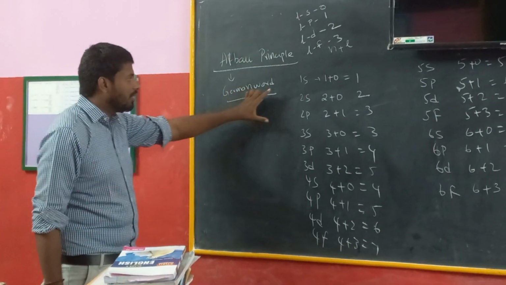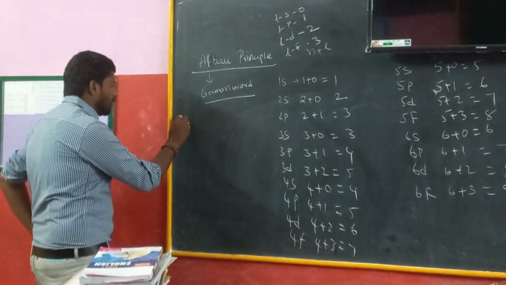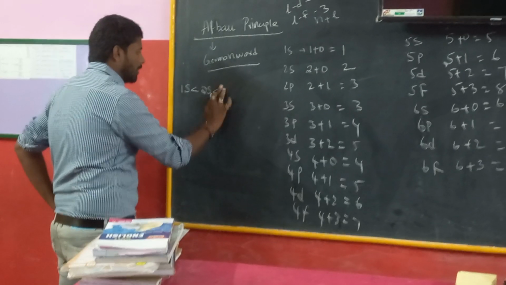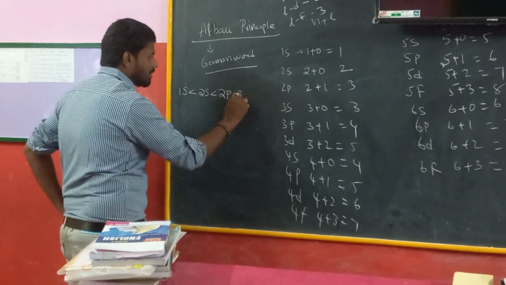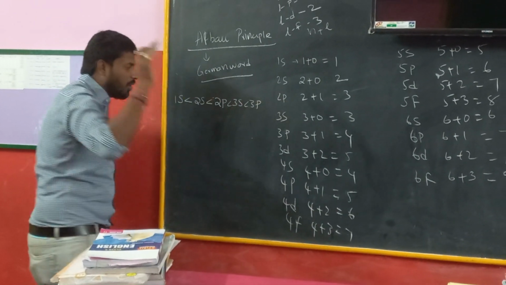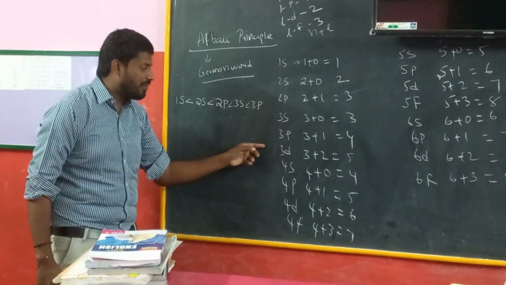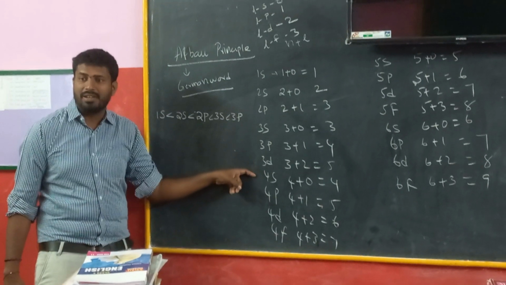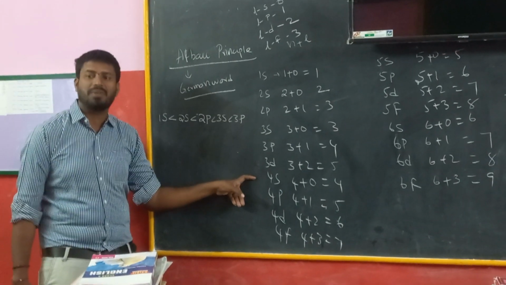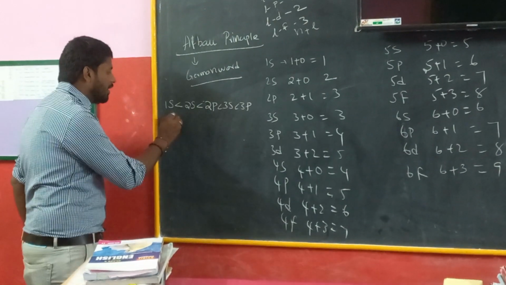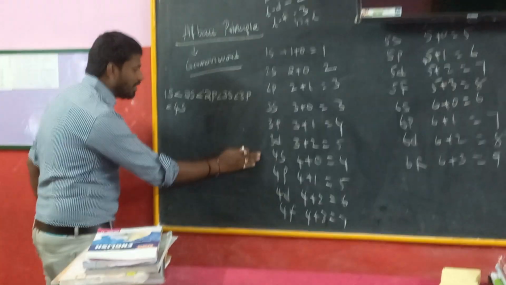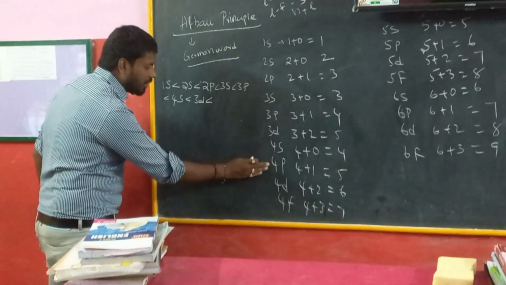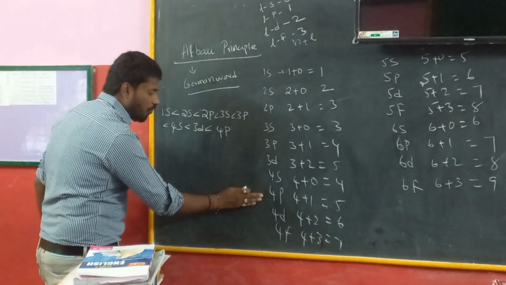Now you see here, 1s. First the electron goes into 1s. Next the electron goes into 2s. Then 2p, then 3s, then 3p. After 3p, the electron will not go into 3d because 4s has a lower value than 3d. The 4s orbital has the lowest value when compared to 3d. That is the reason why it goes into 4s. After 4s, it goes into 3d. After 3d, it goes into 4p.